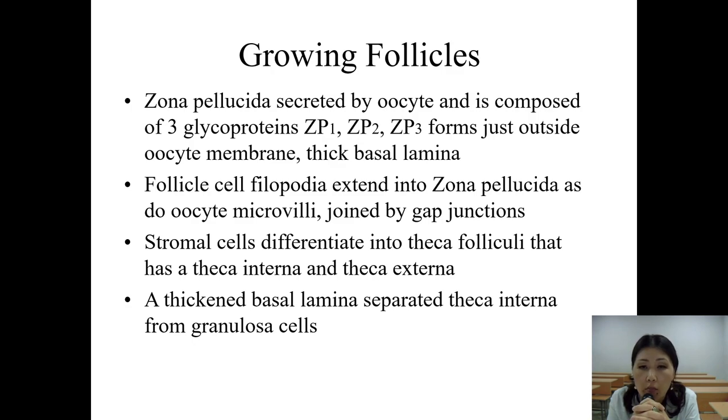Zona pellucida is secreted by the oocyte and is composed of 3 glycoproteins, ZP1, ZP2, ZP3. It forms just outside the oocyte membrane, with a thick basal lamina. Follicle cell filopodia extend into the zona pellucida, as do oocyte microvilli, joined by gap junctions. Stromal cells differentiate into theca folliculi that has a theca interna and theca externa. A thickened basal lamina separates the theca interna from the granulosa cells.